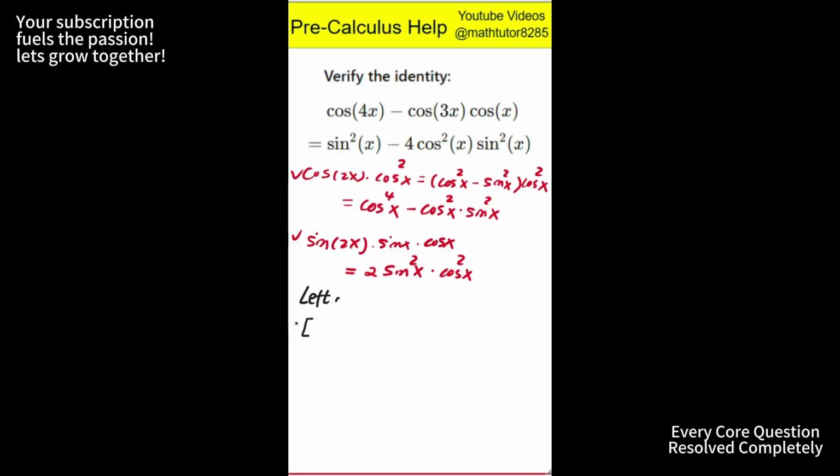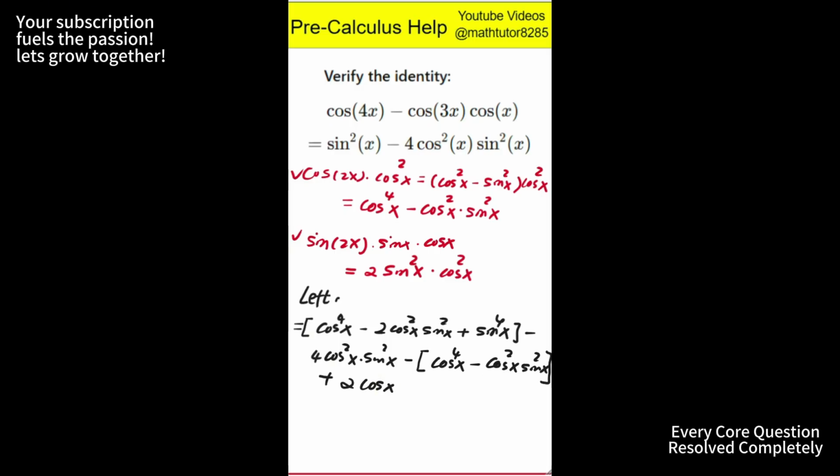Next step is to combine like terms. Now we combine everything together. Start with cosine to the fourth power of x, minus 2 times cosine squared x times sine squared x, plus sine to the fourth power of x. Then subtract 4 times cosine squared x times sine squared x. Next subtract cosine to the fourth power of x, and add cosine squared x times sine squared x. Then finally add 2 times sine squared x times cosine squared x.